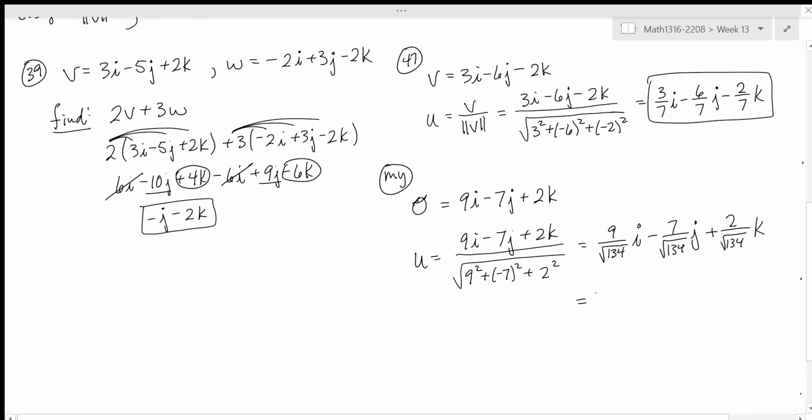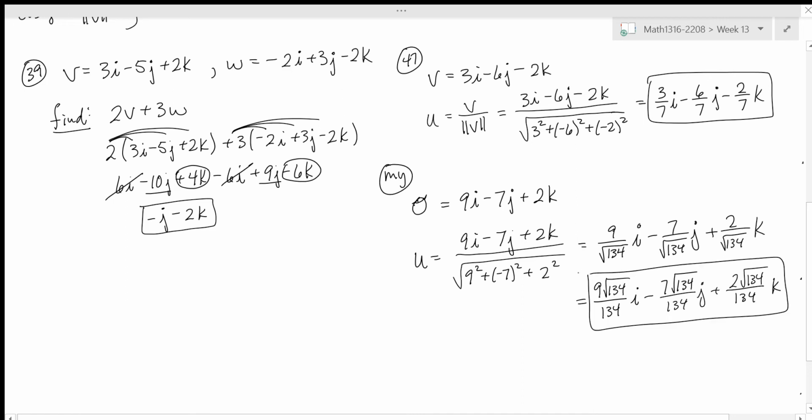So let's rationalize: 9 square root of 134 over 134 i, 7 square root of 134 over 134 j, and 2 square root of 134 over 134 k. Whew, that is nasty. But do you see how it works? How'd you like to take this result and plug it back into the magnitude formula to prove the length is 1? How'd you like to square each one of those and add them up? That would be a lot of fun.